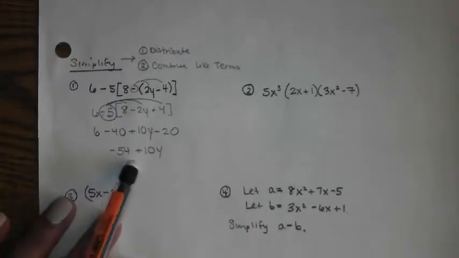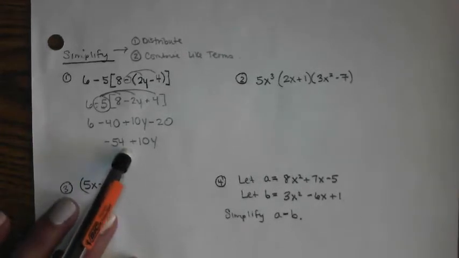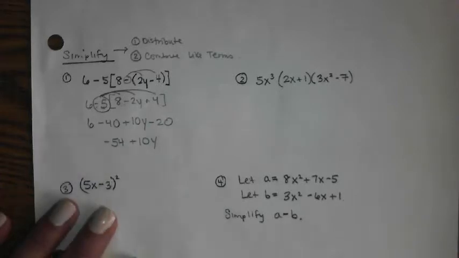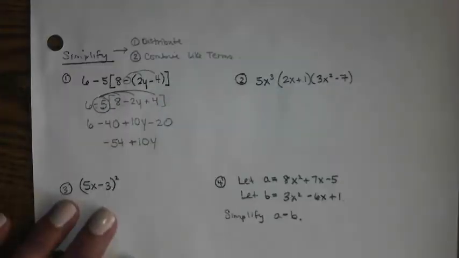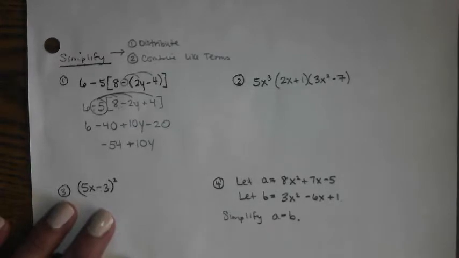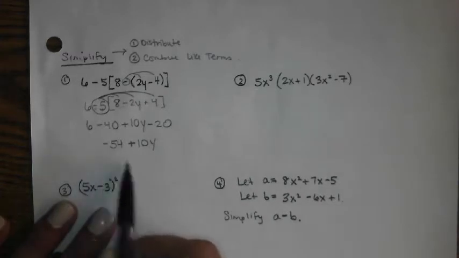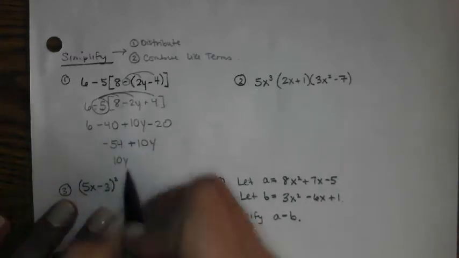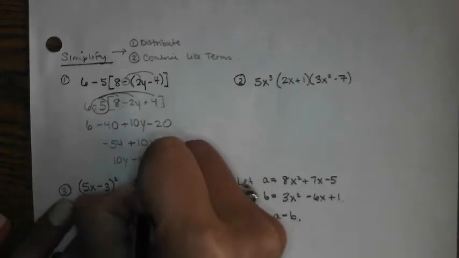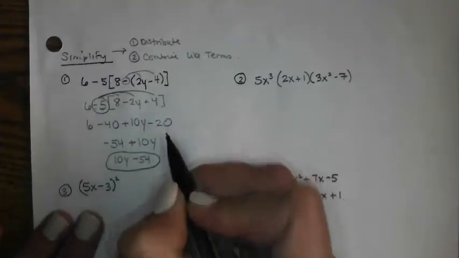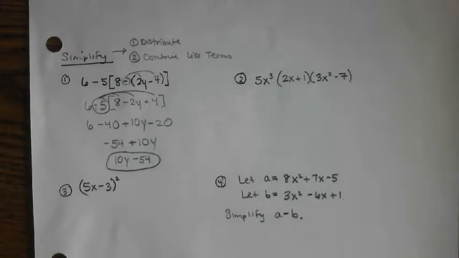And this is probably not the best way to leave your answer. If it was open response, it would be accepted, unless it said something like, I guess, appropriate polynomial form. You know how the y squared term comes first, followed by the y term, followed by the constant. So right now our constant should really be at the end. So your 10y would be first, and then minus 54. That's really the clearest polynomial form. Okay, that's the best written way of doing that.